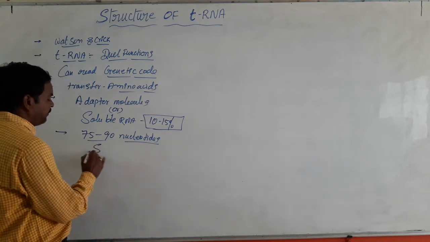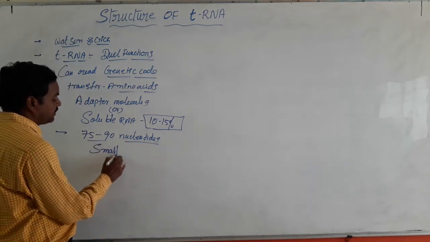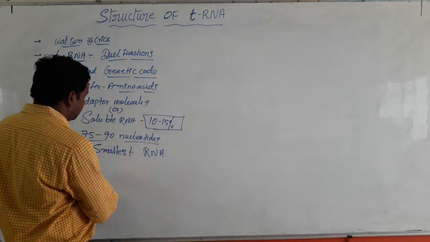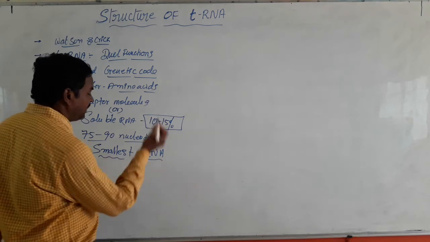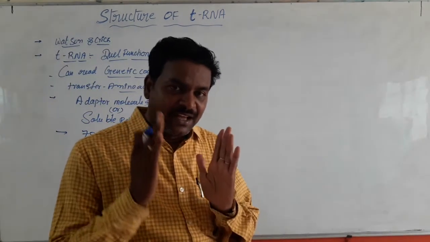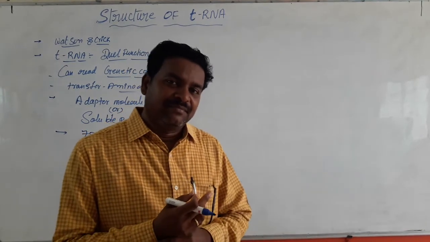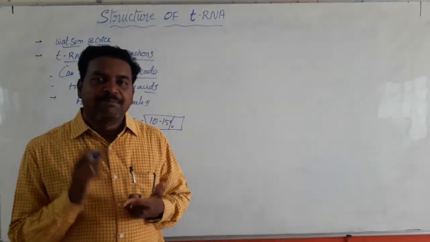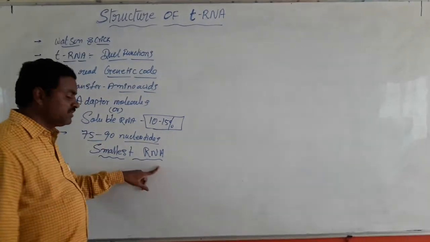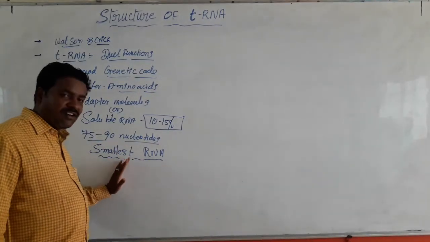At the same time, this is considered the smallest RNA. The largest is rRNA, followed by mRNA. The smallest type of RNA is tRNA.